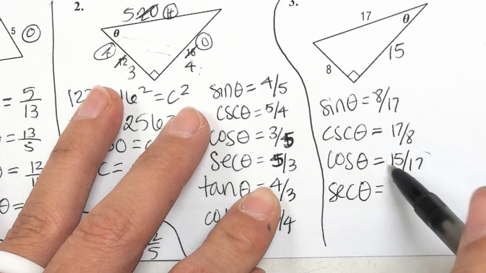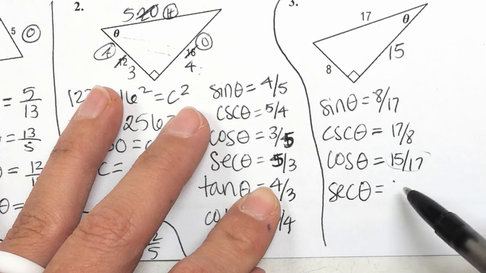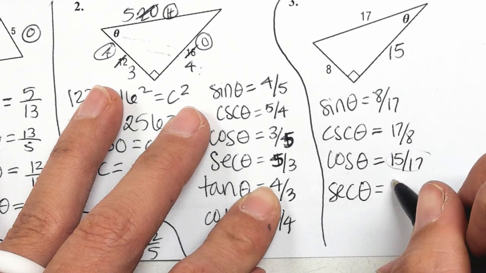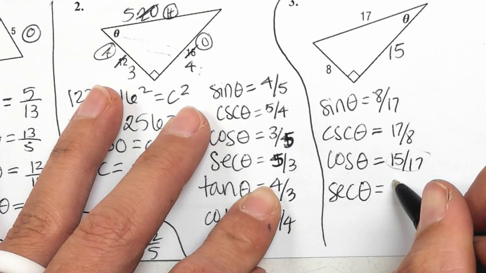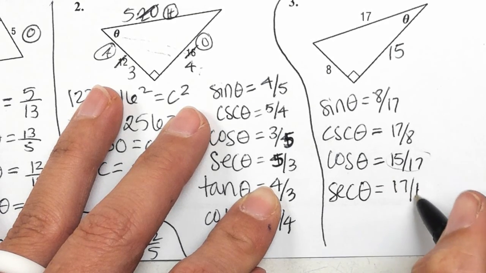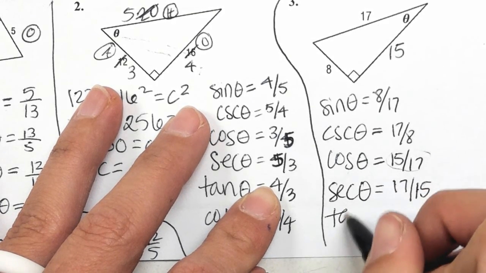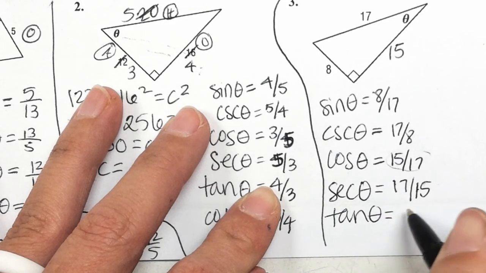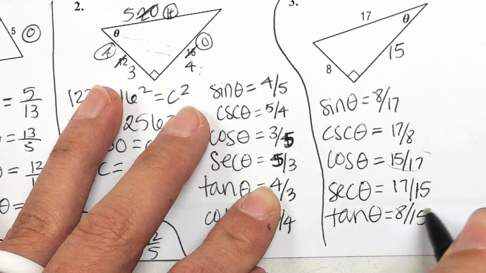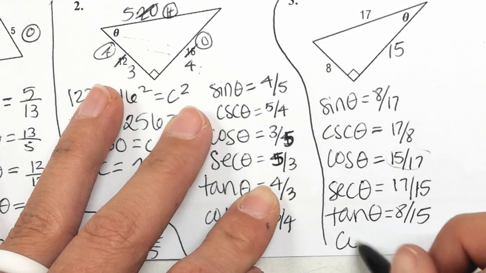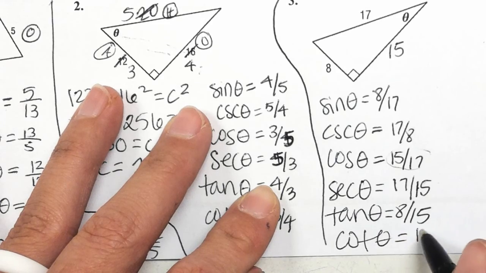This is cosine. Remember, they're boyfriend and girlfriend. So this one will be what? It'll be the opposite of cosine. So it'll be 17 over 15. Julia, what about tan? 8 over 15. Good. And Zaria, what about cotangent? Good.